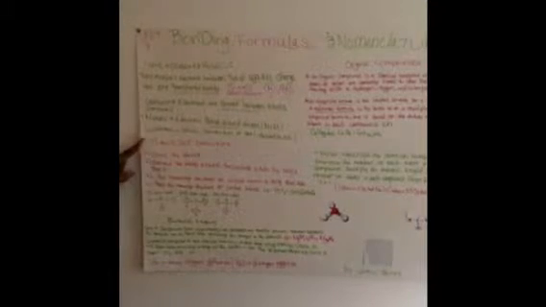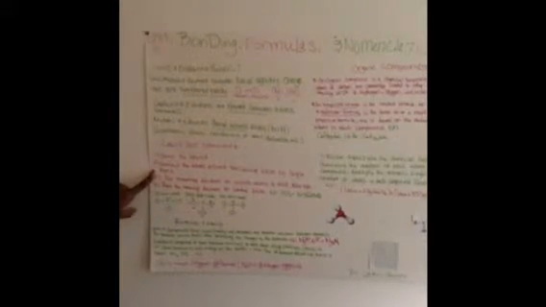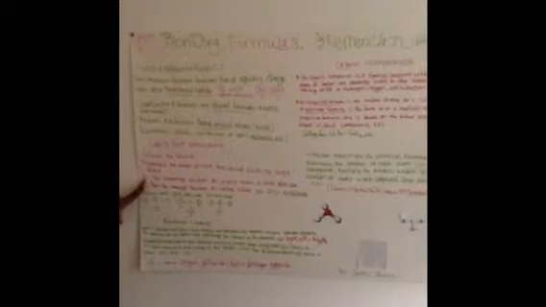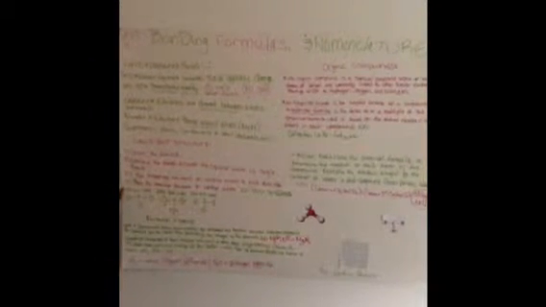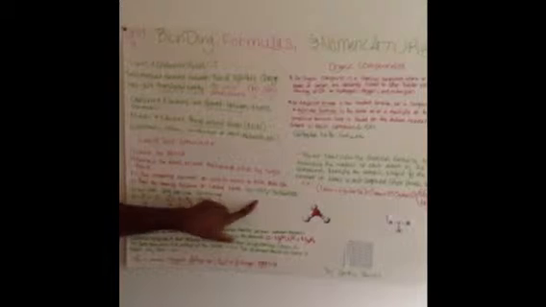Lewis dot structure. First, you count the valence electrons, then connect the atoms around the central atom by a single bond. Then you put the remaining electrons on the outside atoms to fulfill the octet rule. And lastly, place the remaining electrons on the central atom. And so this is an example.